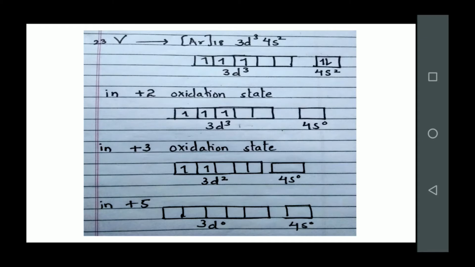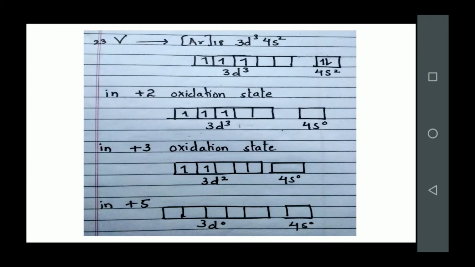Let's see an example of vanadium. The ground state electronic configuration of vanadium is shown here. Till argon 18, we know how to write the electronic configuration. We are concerned about the outermost electronic configuration, which is 3d3 and 4s2. I have shown you the d and s orbitals containing the electrons. So your 4s has 2 electrons and 3d has 3 electrons.